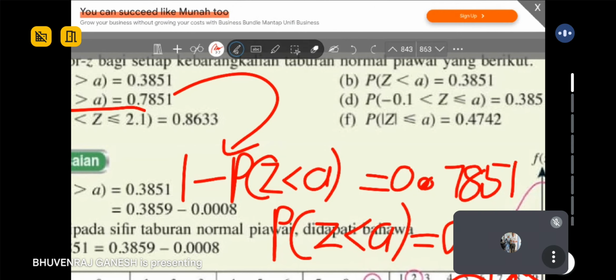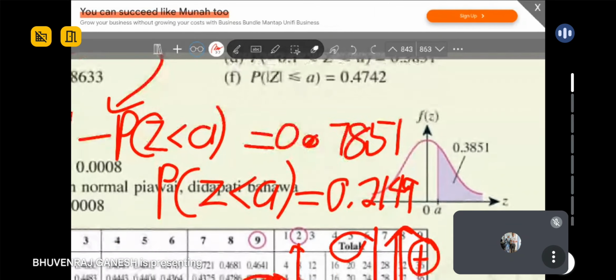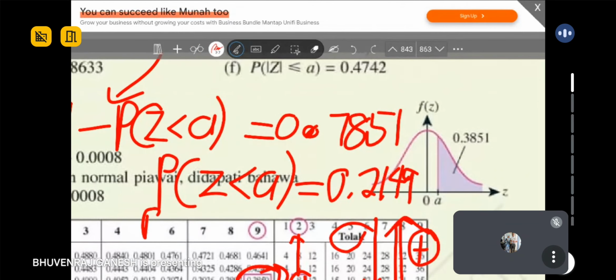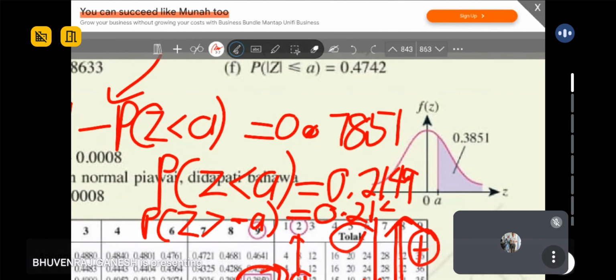Any problem? The symbol. Yes. So what you do is you just switch it to become greater than. So you will have probability Z greater than negative A. When you switch the symbol, you add the negative automatically. Equal to 0.2149.